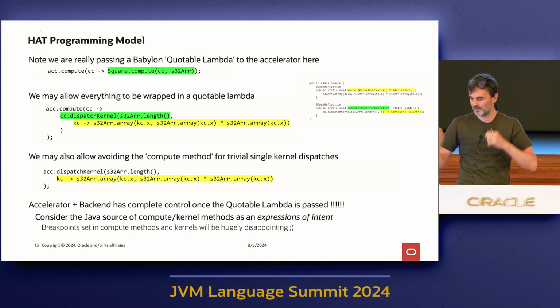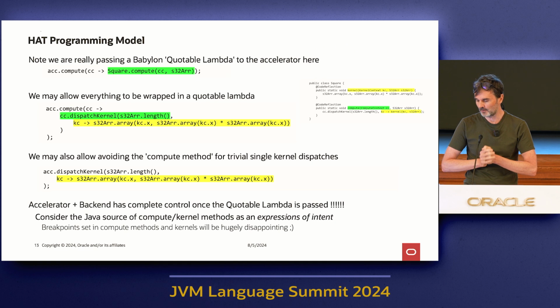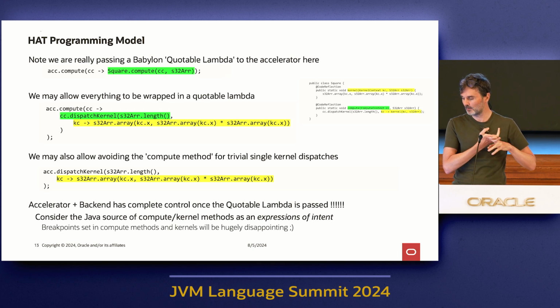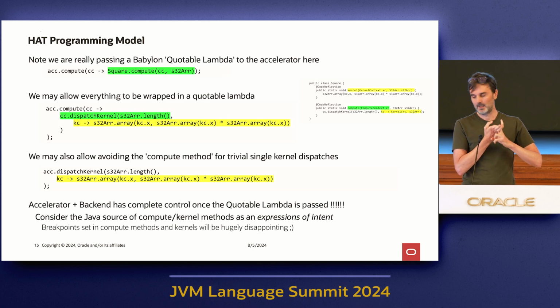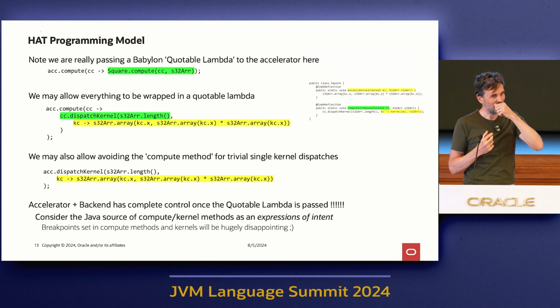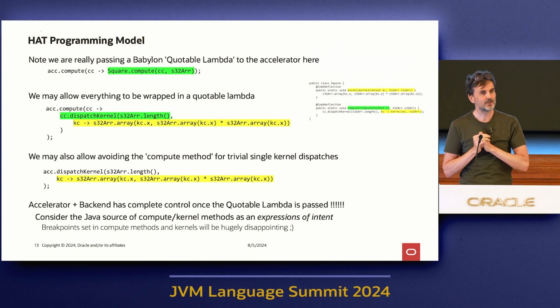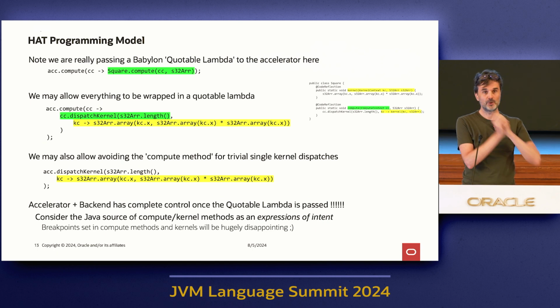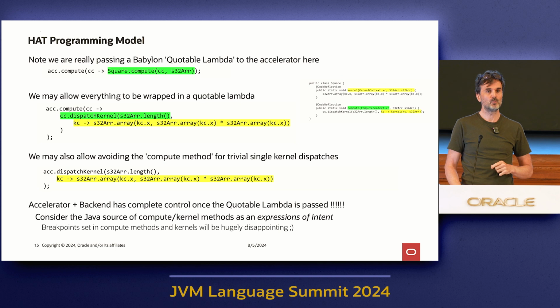Of course, you can even go further and say, for simple cases, I may just, from the accelerator, dispatch the kernel. We haven't decided yet. So the accelerator plus the backend you choose has complete control. Once a quoted lambda is passed, it can see into the code of everything in here and analyze it. So if you're going to run this on a GPU, you might be disappointed, because if you set a breakpoint, you wouldn't break on the GPU at all. It would just run on the GPU, and your breakpoints wouldn't work. However, if you run this on a Java backend, the breakpoint would work.